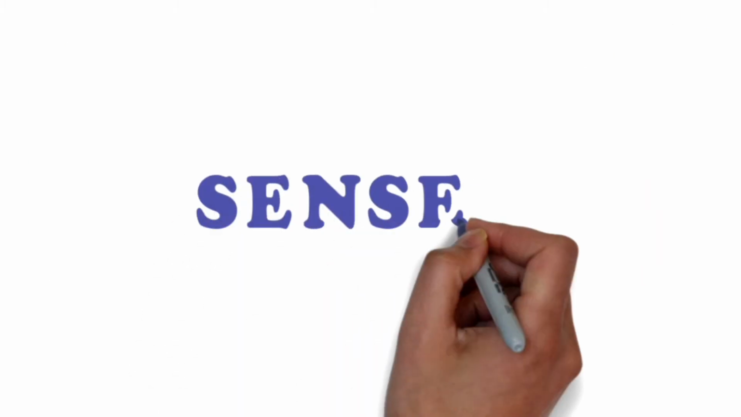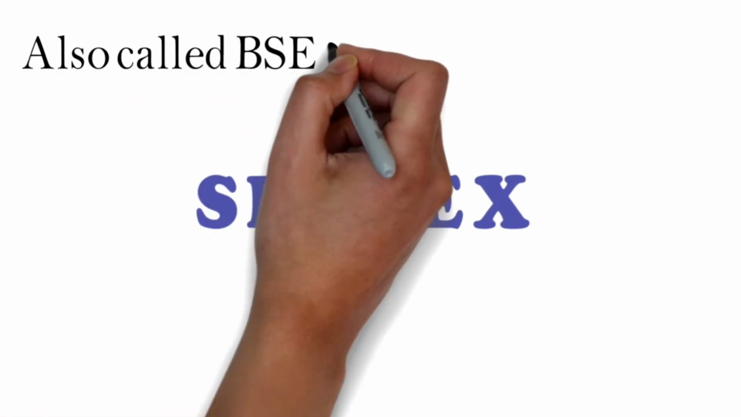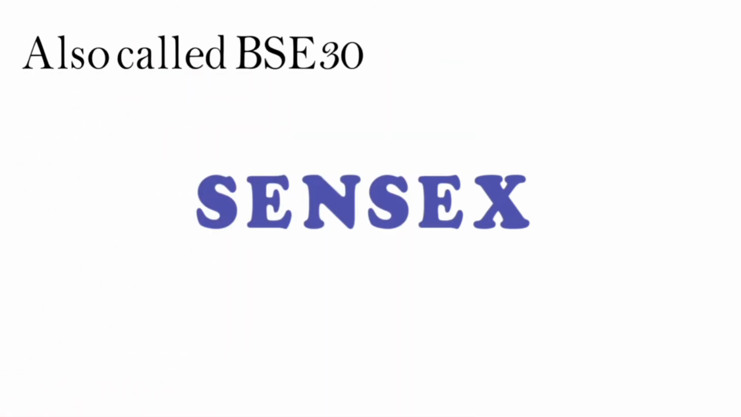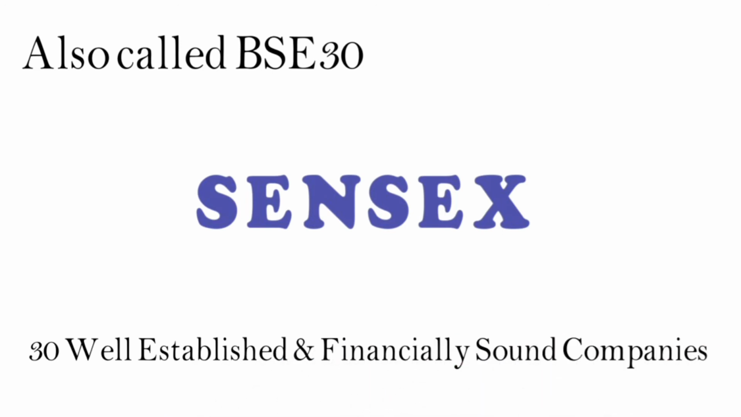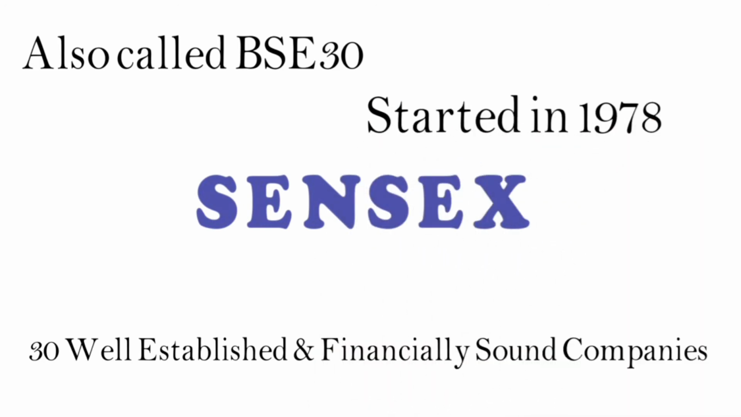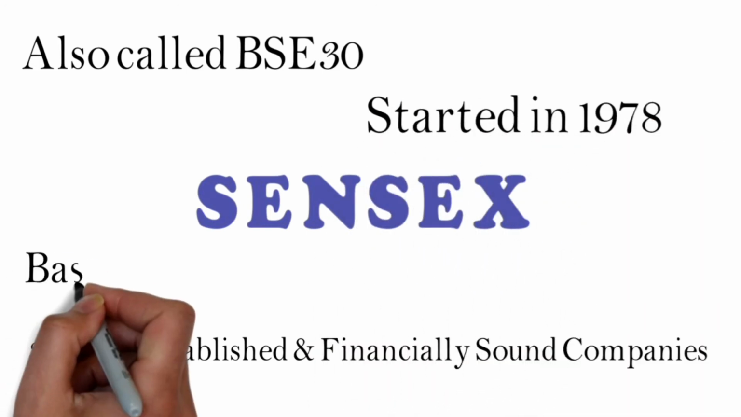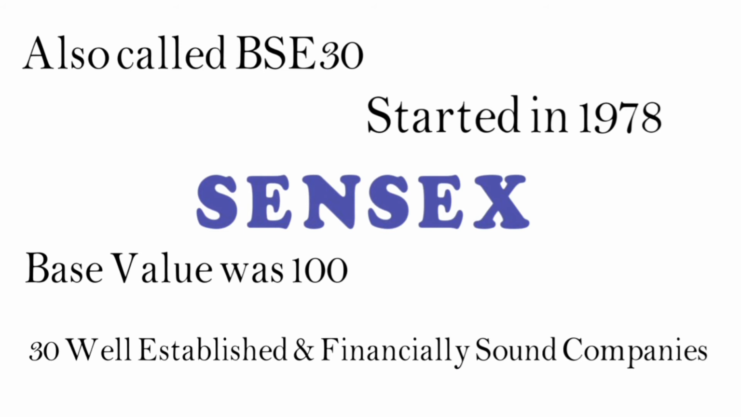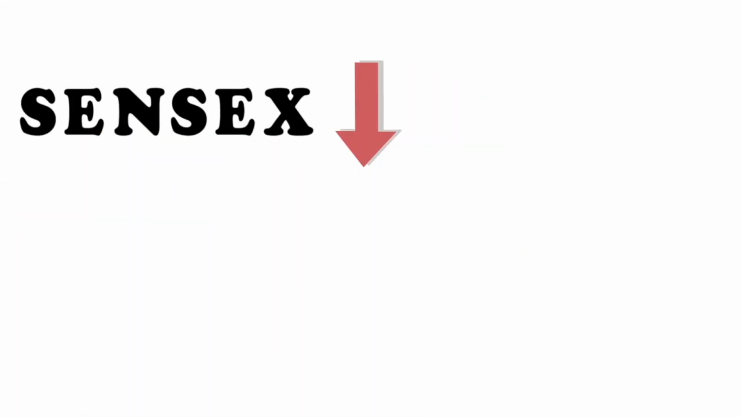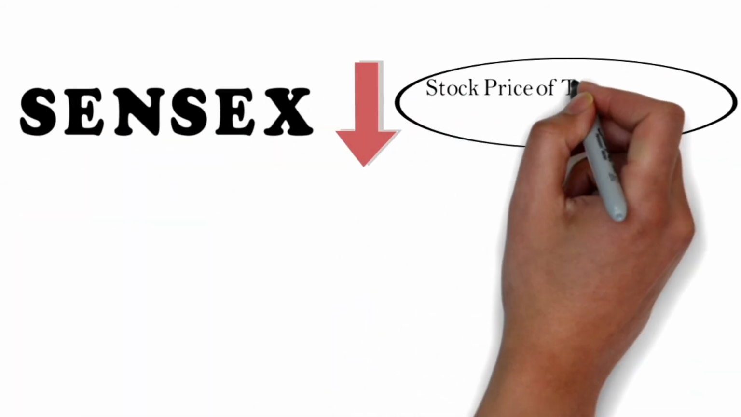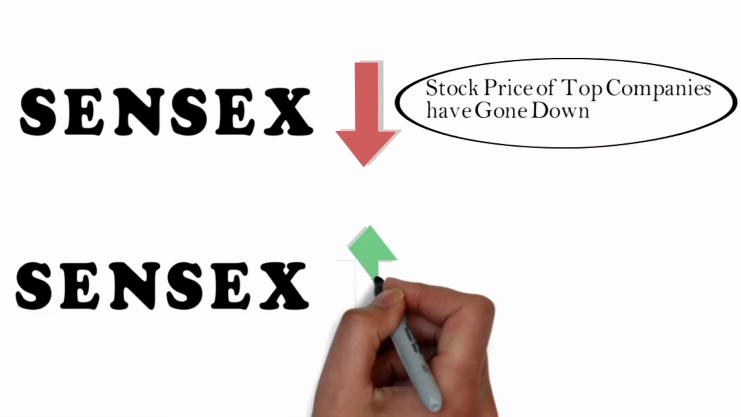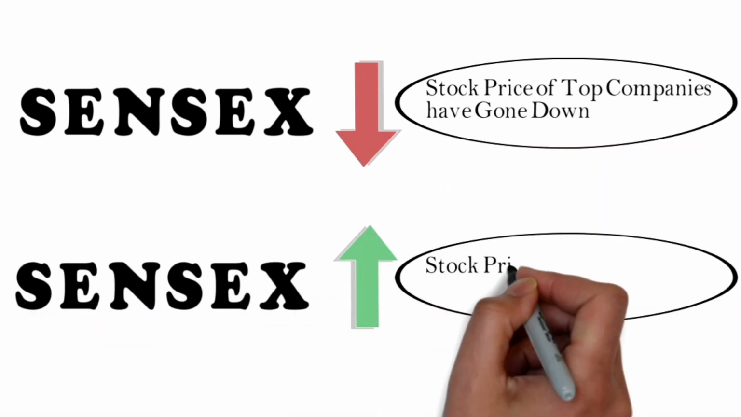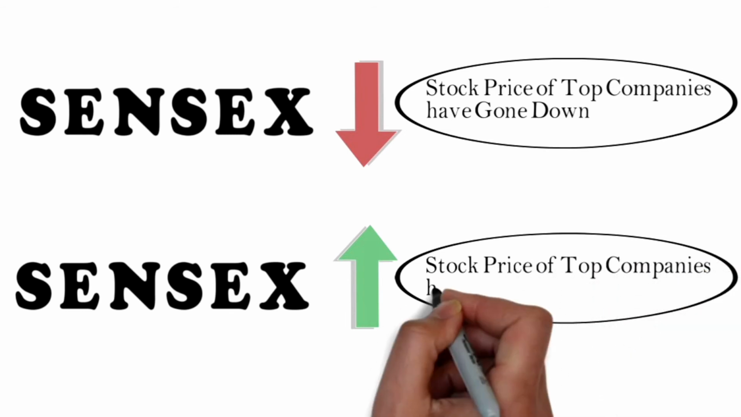Number 1. Sensex, which is also known as BSE 30, is the market index consisting of top 30 well established and financially sound companies listed on the Bombay Stock Exchange. Sensex was started way back in 1978 and the base value of the index was 100 rupees. Now, if the Sensex goes down, this tells you that the stock price of most of the major stocks on BSE has gone down. And if the Sensex goes up, it means that most of the major stocks in BSE went up during the given period.